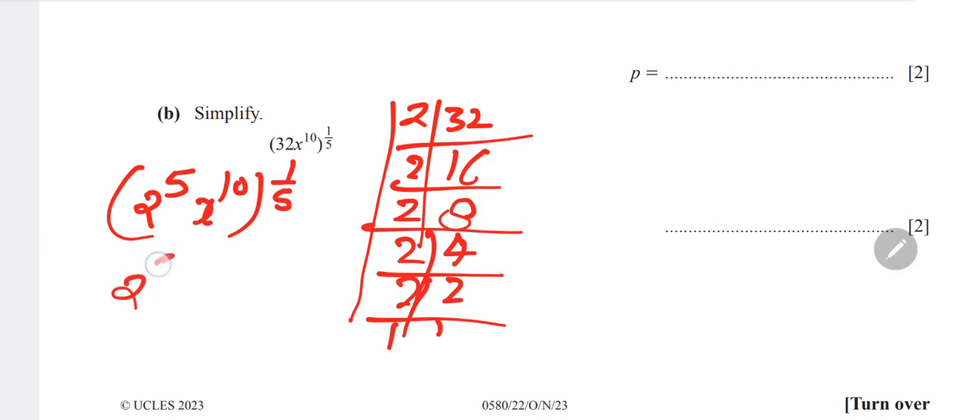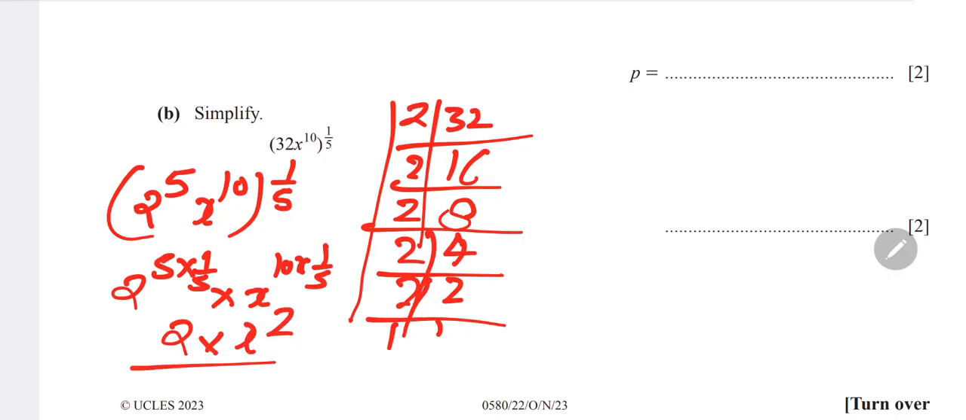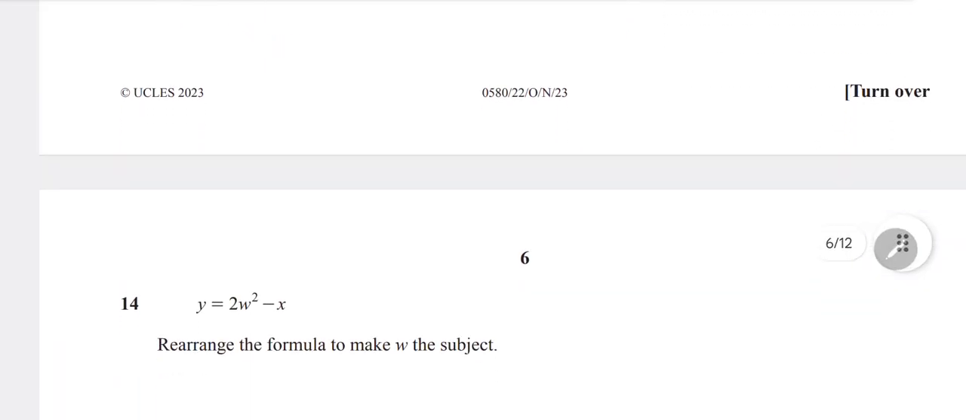Now you can write 5 multiplied by 1 upon 5, x raised to 10 multiplied by 1 upon 5. 5 cancels to x square. So we get the result 2x square. Our answer is 2x square. So this is the B part that we did easily. I hope you are enjoying this video completely, because in every question sometimes I made a mistake, I corrected it, but I tried to give you the best solution for every single question.